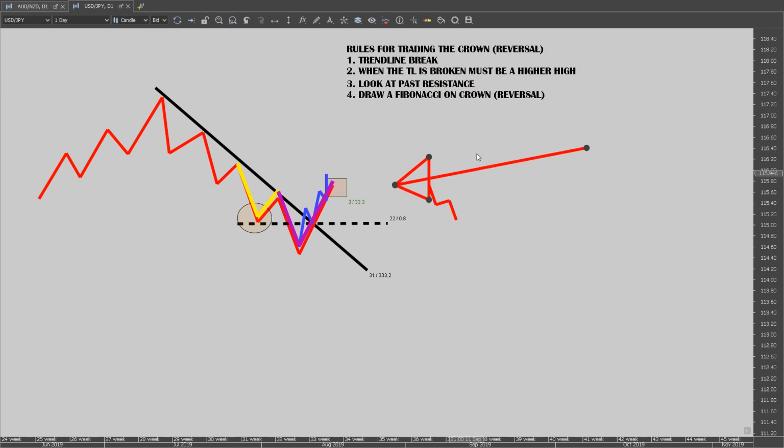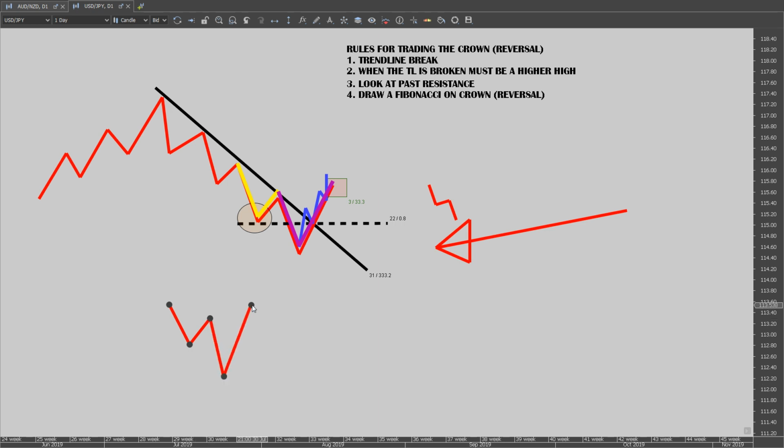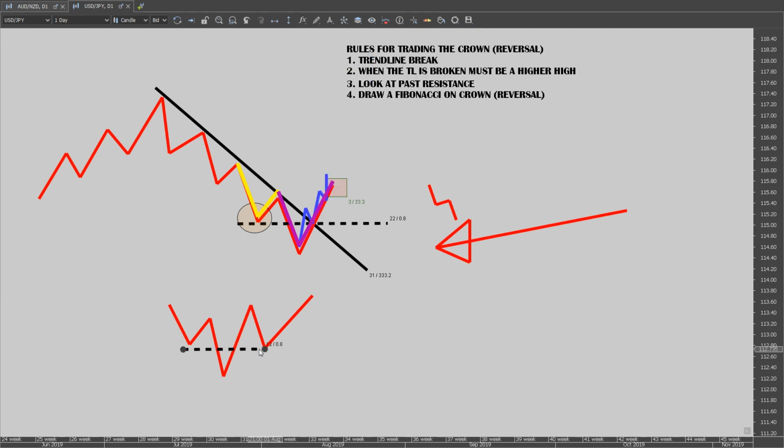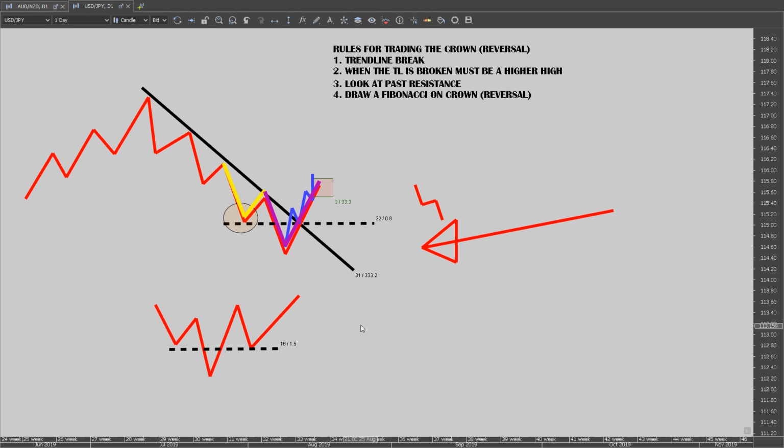Number 3, look at past resistance. Past resistance is here. Okay, now number 3, why is that? We are going to have different crown formations and crown reversals. Could be like this, when the market is going to retrace exactly to past resistance, and this is going to be our entry point.